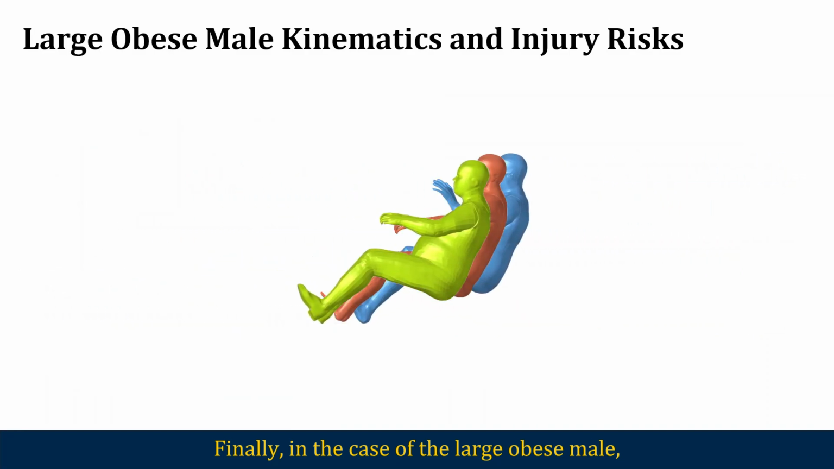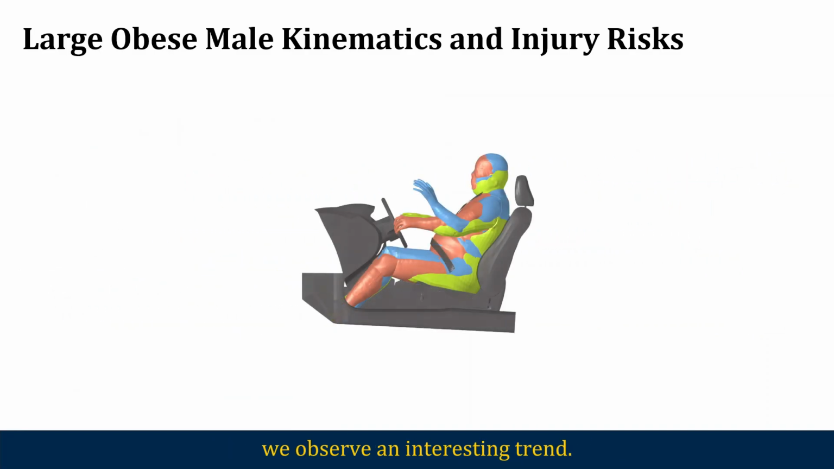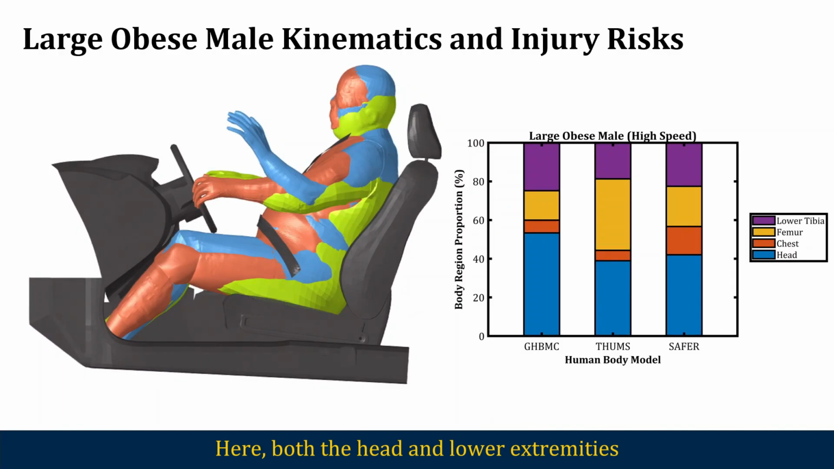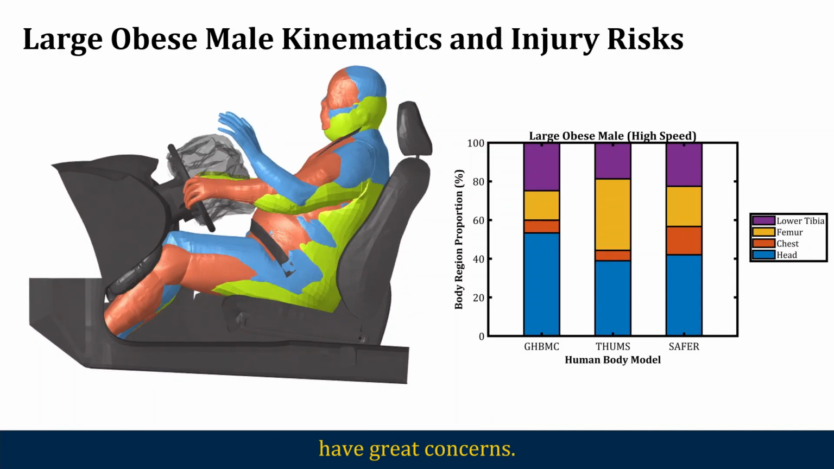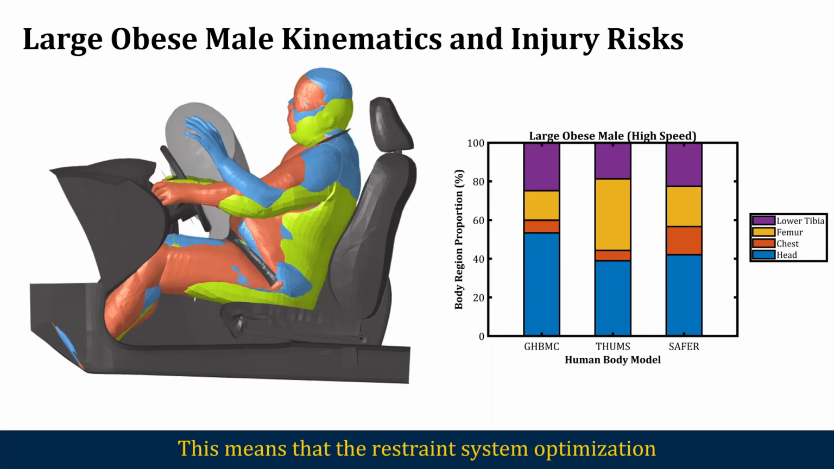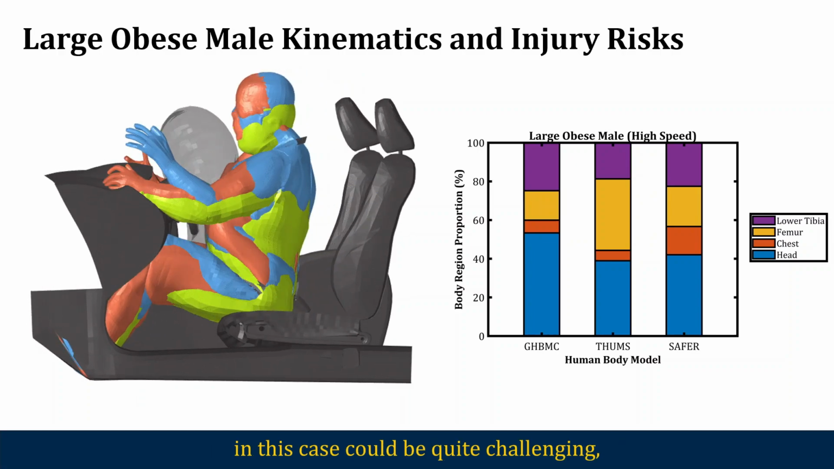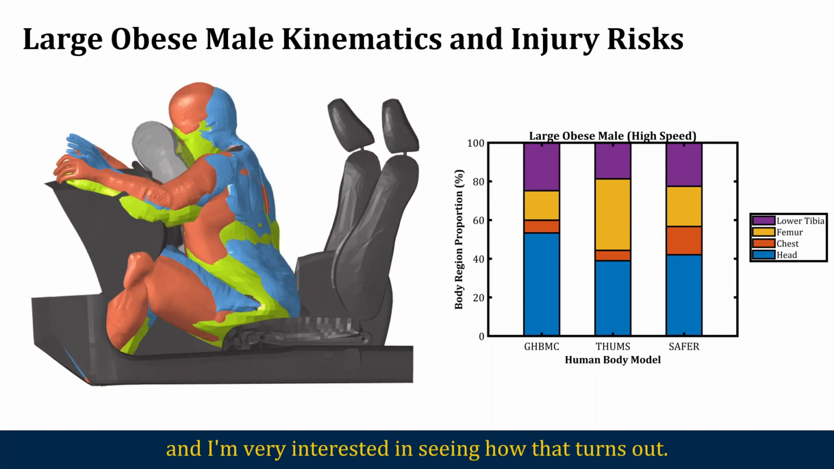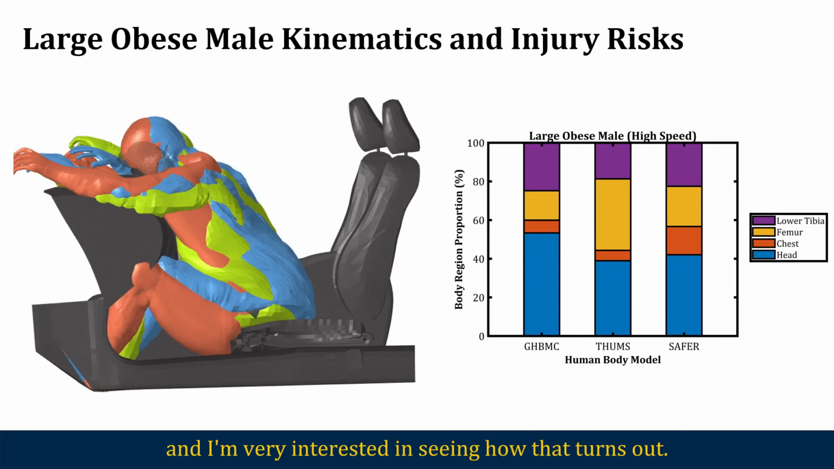Finally, in the case of the large obese male, we observe an interesting trend. Here, both the head and lower extremities have great concerns. This means that the restraint system optimization in this case could be quite challenging, and I'm very interested in seeing how that turns out.